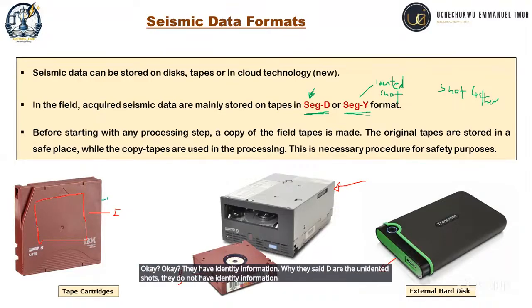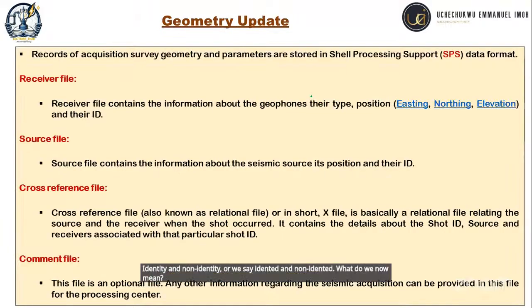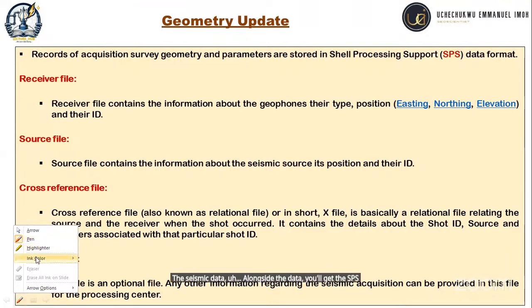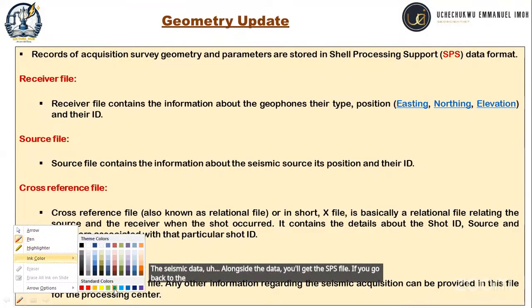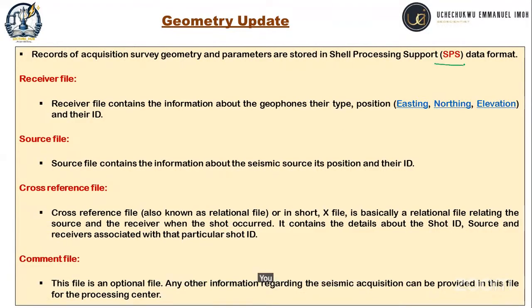So what is the identity we are talking about? Indented and unidented, what do we mean? When the seismic data is acquired in the field, alongside the data, you get the SPS file. If you go back to the slide I sent to you on acquisition deliverables, you also see this SPS, okay?